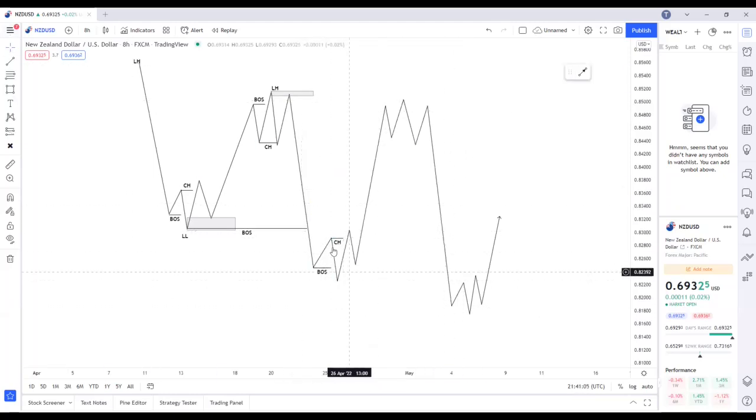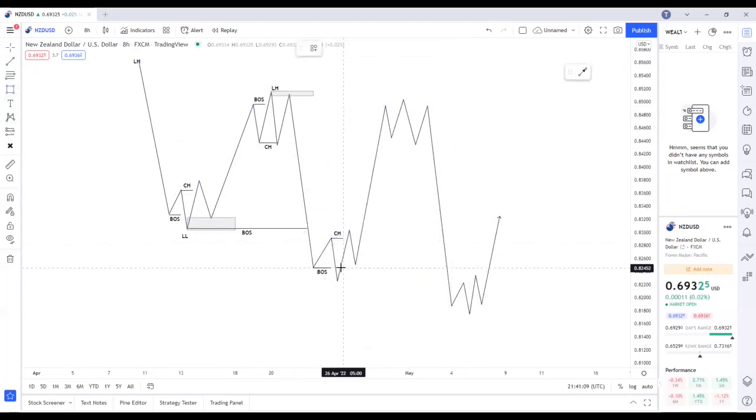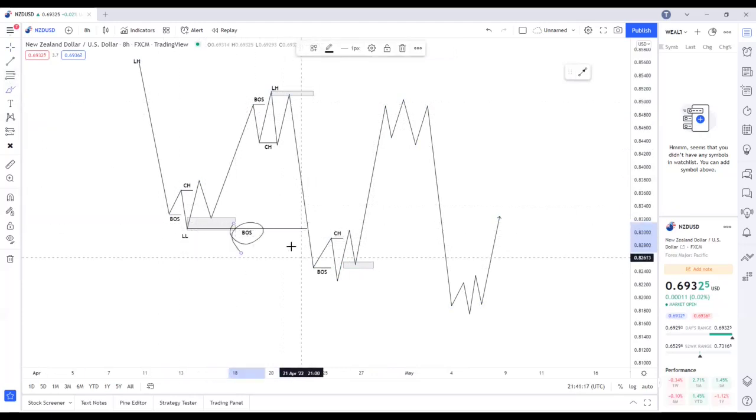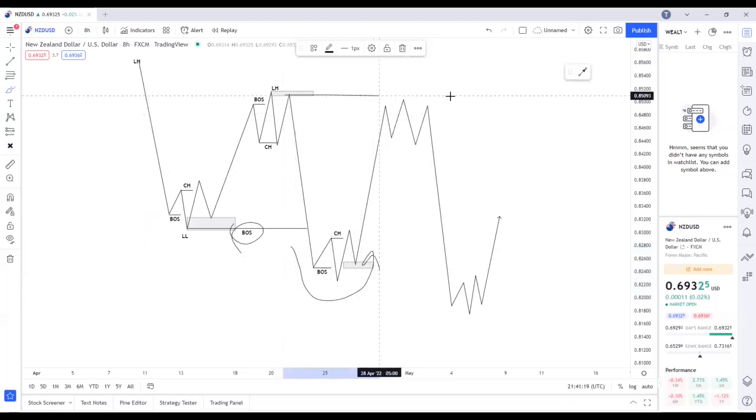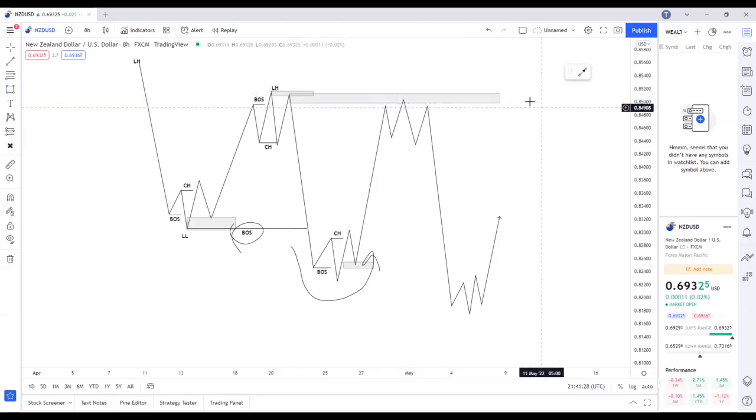It comes to your point of interest at this level. Let's say at this level here. And then look what it does. It goes up to respect your point of interest. Why? Because we have a breakout of structure and a grab of liquidity. So now we have to have a point of interest at this level here. The market taps into our point of interest, and once it does, it creates a change of market character.